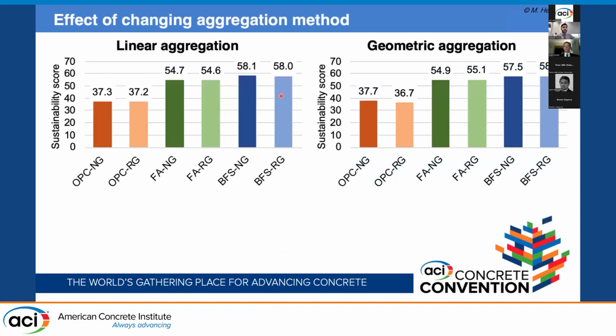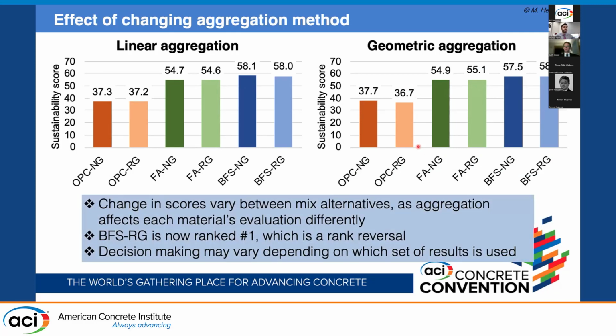Now, I also mentioned that we can use a different aggregation method, geometric. Here we compare the results of linear aggregation to the results of geometric aggregation. What we see is that when we switched from linear to geometric aggregation, the individual scores of each of the mixes have changed. This is because the aggregation method affects these individual scores, and it affects each mix differently because each mix has different characteristics. What we also see is that previously in linear aggregation, BFSNG was ranked number 1. With geometric aggregation, BFSRG is now ranked number 1. So switching the aggregation method has resulted in a rank change, where now a different material is ranked number 1.